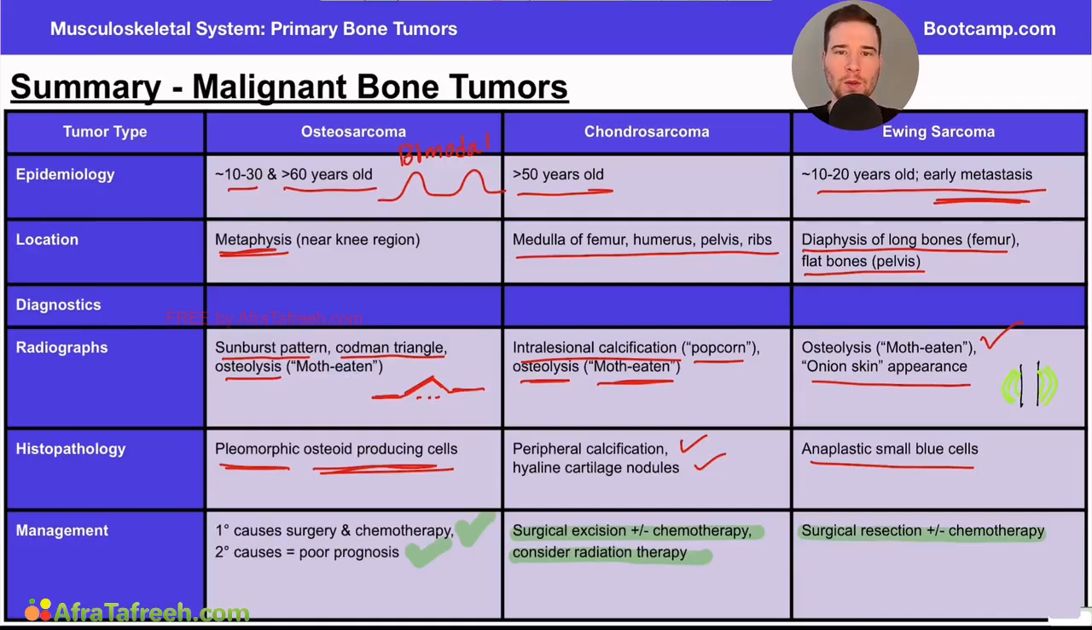So that's just a general overview of our benign bone tumors and the malignant bone tumors that we talked about in this chapter. There are more to choose from, of course, but these are the most high yield ones that you're most likely to get asked about on test day.